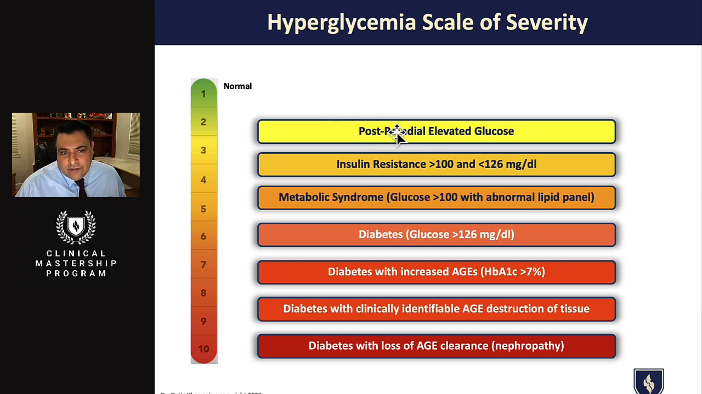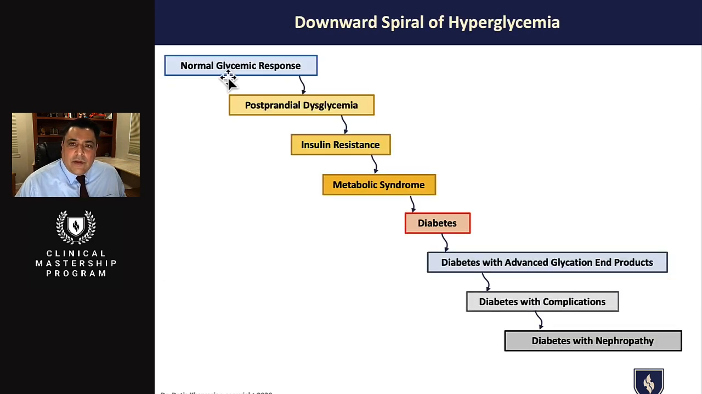So your HOMA calculation is going to be able to find some of the earliest types of hyperglycemia responses, like in these yellow stages. Remember, when you look at the downward spiral of hyperglycemia, there are normal glycemic responses. Then there's postprandial dysglycemia, which you won't see with a fasting test. You'll have to do a challenge test, but you may see some of those, not all of them, with the HOMA calculation.